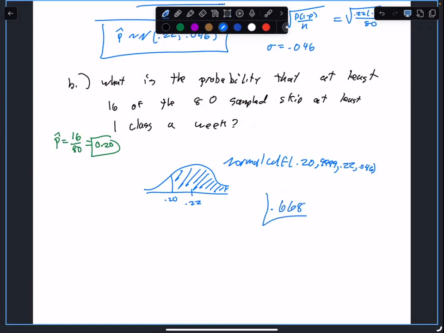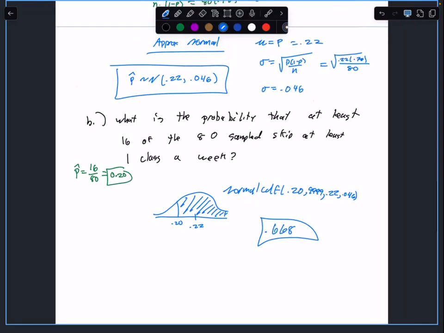0.668. That's about a 67% chance. So this is interesting. It's just tricky because a lot of students don't understand the difference between probability and proportions. Two different things. There's a 67% probability that at least 20% of the students sampled will say they skip classes, they skip at least one class.